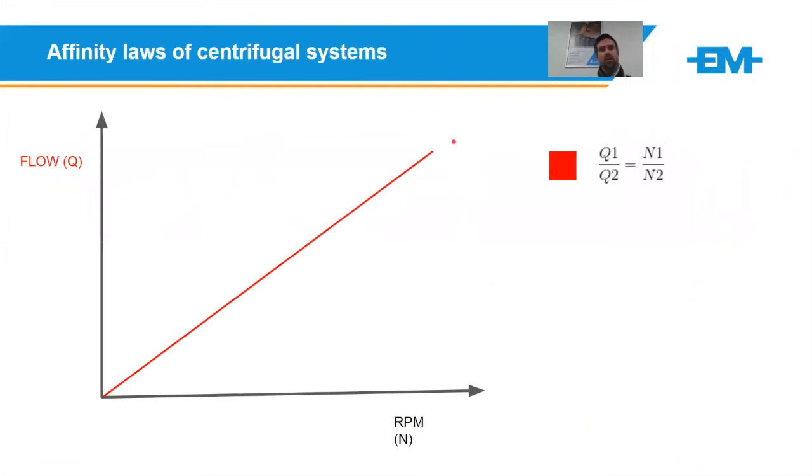The affinity laws are a set of laws that describe centrifugal systems, basically rotating pumps and rotating fans. The law describes the relationship of RPM versus flow, pressure, and power. The first part of the law describes that flow is directly proportional to speed. It just makes sense: the faster your pump turns, the more flow you get out. And this is a proportional relationship.